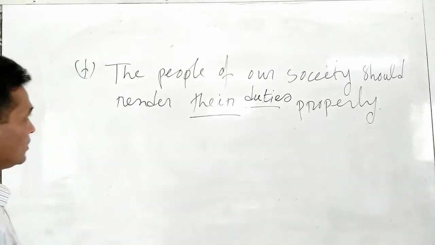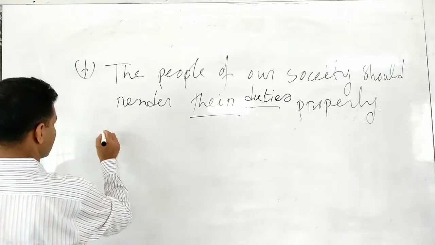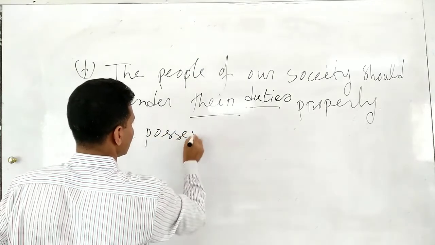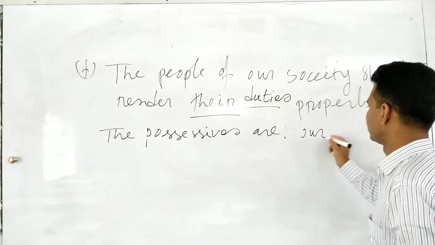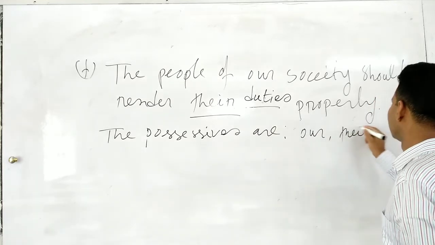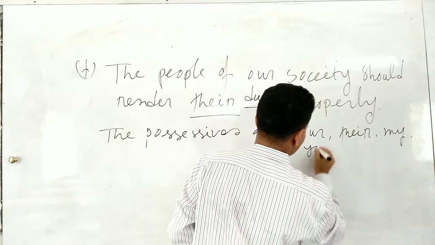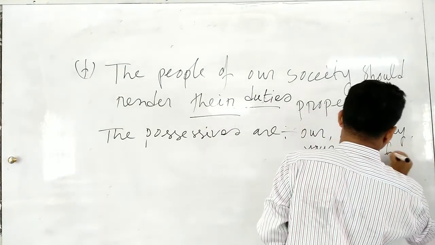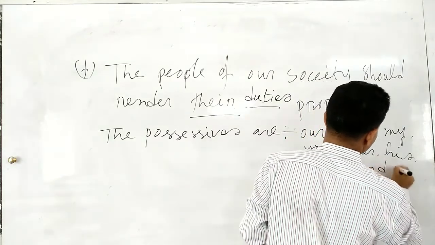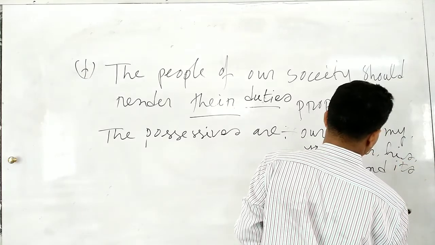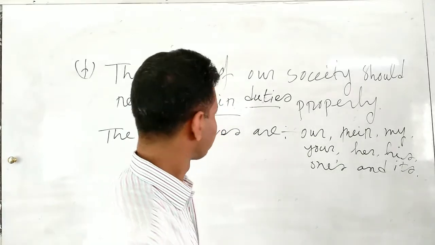Okay? So, possessive. Do you know what are the possessives or possessive case? You know the possessives are, suppose, our, their, my, your, his, hers, and its, of course. So after this possessive case, what else we have to use? Noun form of the word. This is another rule. Okay.